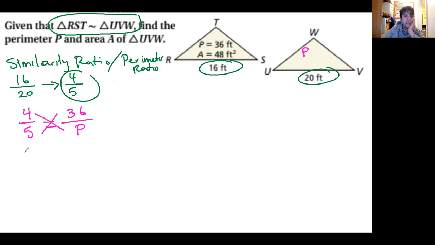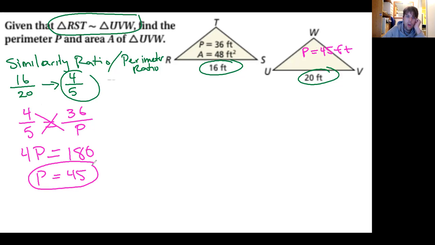We get 4p equals 5 times 36. It's 180. Divided by 4, we get 45. So the perimeter of this shape is 45 feet. Pretty cool. Again, we're just using the similarity ratio and setting up a proportion with our perimeters, one that we know and one that we don't, that we have to solve for.